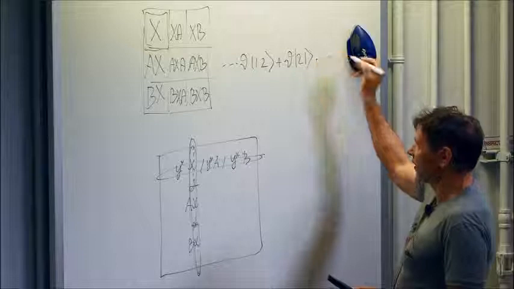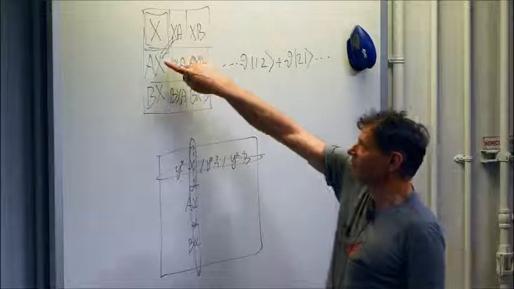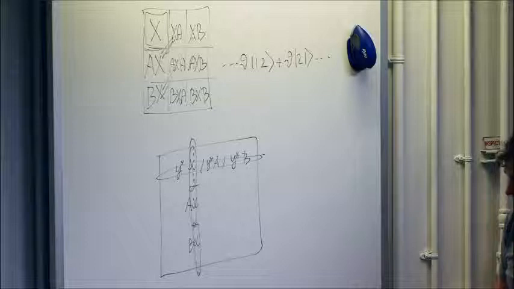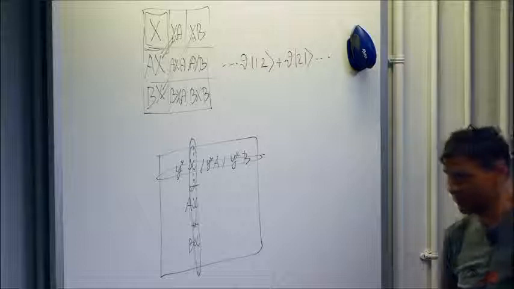What it means is that this block should be equal to this block. So 1, 2 should be equal to 2, 1, and this block should be equal to this one. So I have two additional equations which say this. Now what does it leave me? I mean, what am I left with?